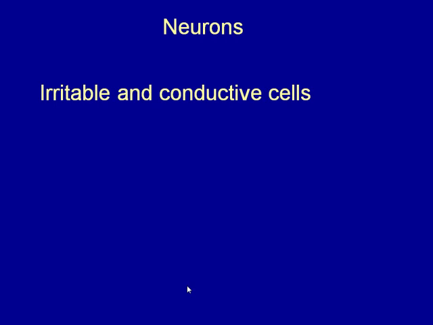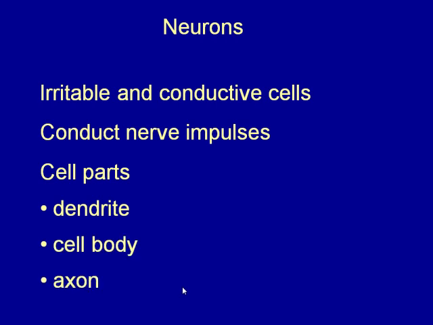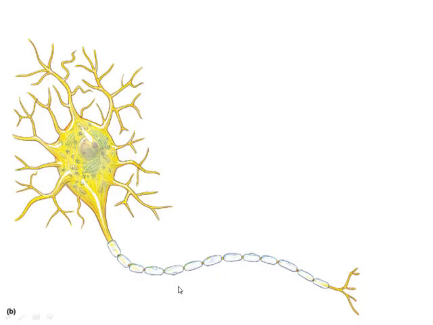The neurons are irritable and conductive cells, and this is important because they have to transmit nerve impulses, and that is their function. And there are 3 parts to a neuron. There are the dendrites, the cell body, and the axon. Neurons have numerous dendrites. They're short, highly branched structures. These are the parts of the neuron that are receptive to information. They're going to be attached or close to receptors and be able to pick up information there.